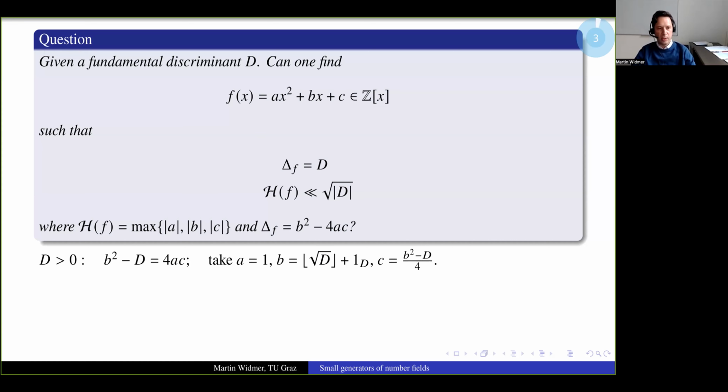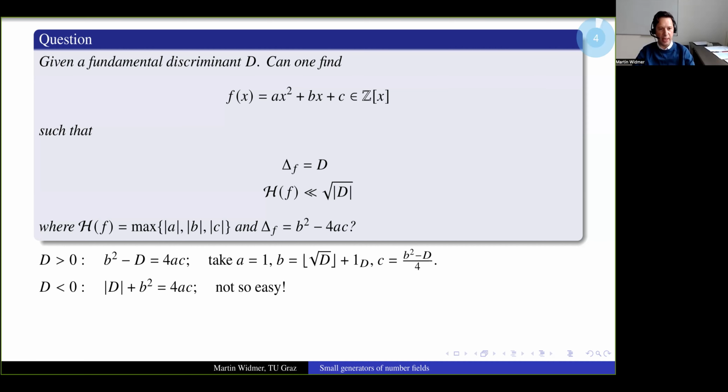There are two cases to consider. If d is positive, then the question is trivial. You can even take a monic polynomial, then you take b to be essentially the square root of d, make sure b has the same parity as d, and then c is (b squared minus d) over 4, and you see that all the properties are satisfied. So it is a polynomial of sufficiently small height.